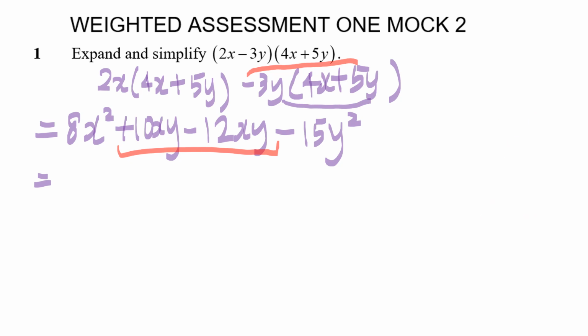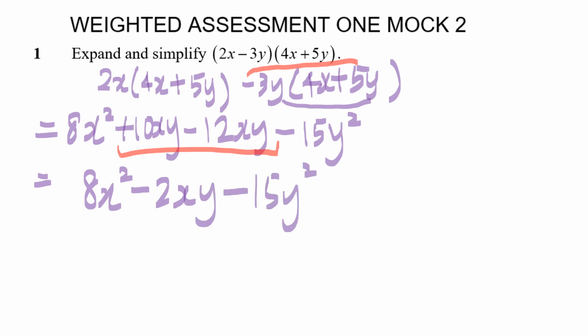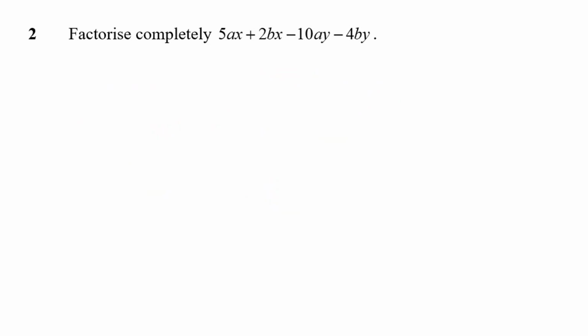Right. Okay, so 10xy minus 12xy, 10 minus 12. Just use a calculator if you have problem managing it. It's okay, because sometimes in the exam when you're stressed, you can't really function well. Just use calculator, no big deal. So 10 minus 12 will give you negative 2xy minus 15y squared. Okay, that's the answer.